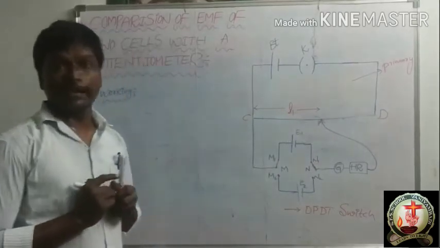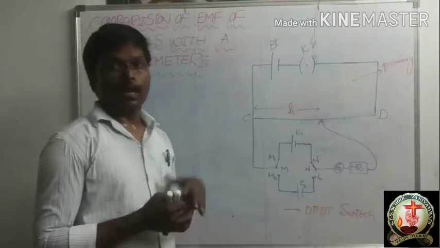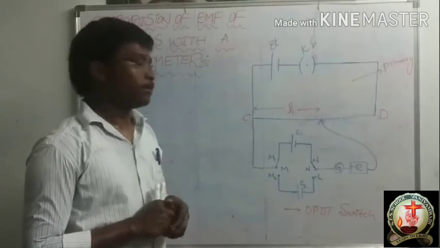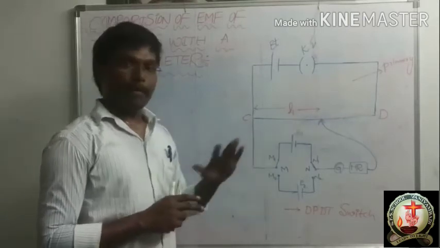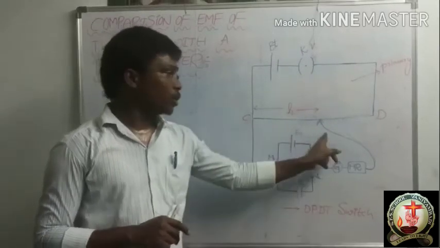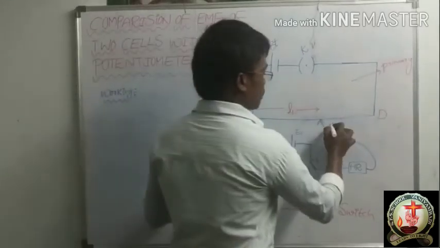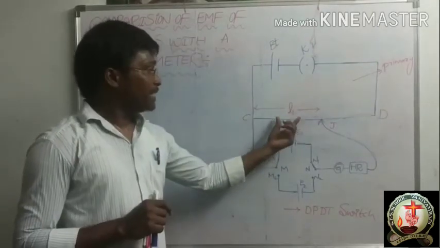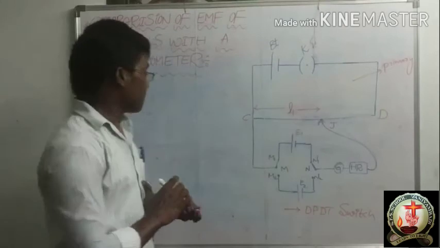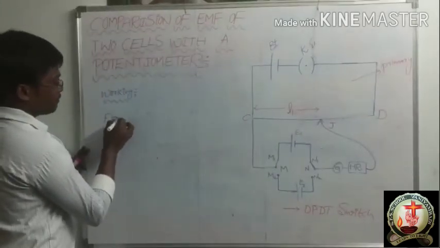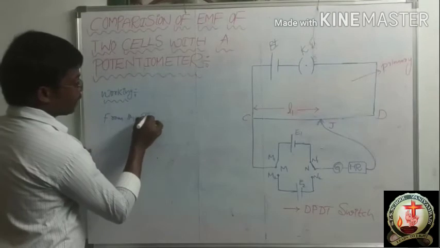This is a theory topic. Please try to listen carefully, point by point, to what is happening here. This is the balancing length. How did we find the balancing length here? By the use of the jockey. Now I found the balancing length from the principle of potentiometer.